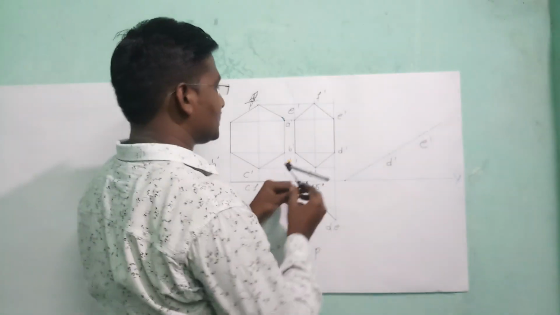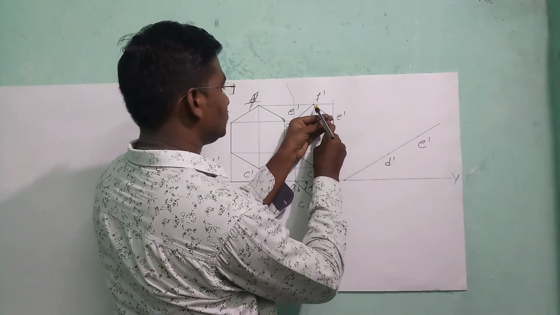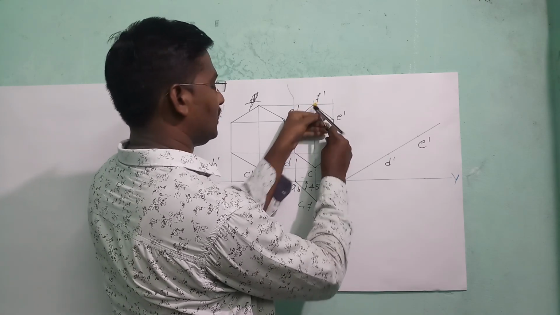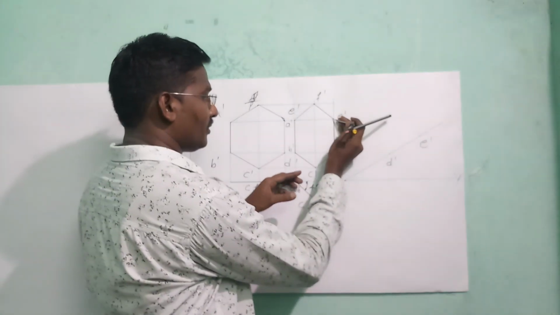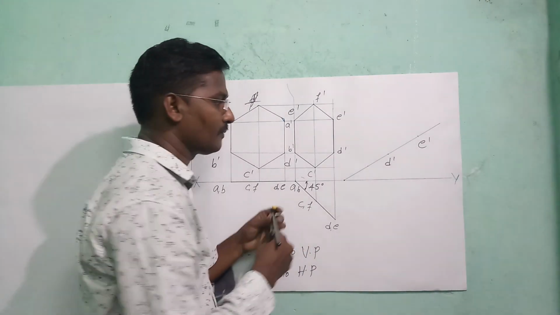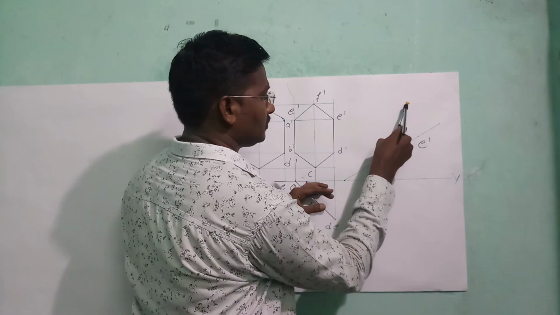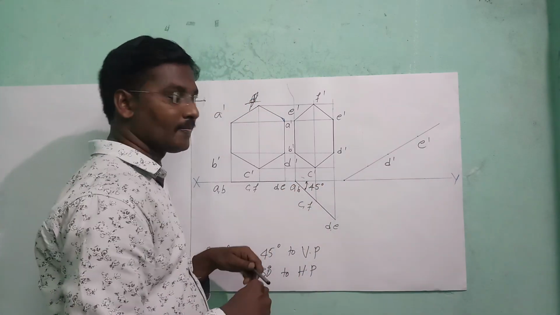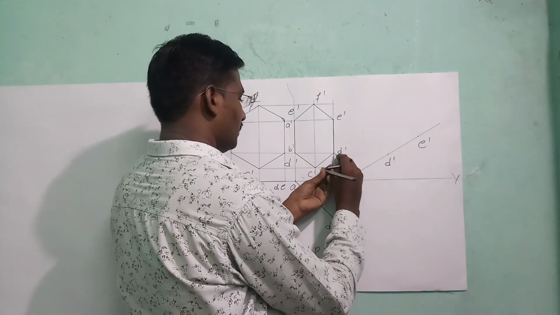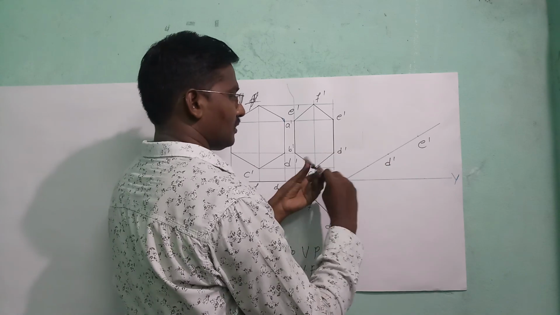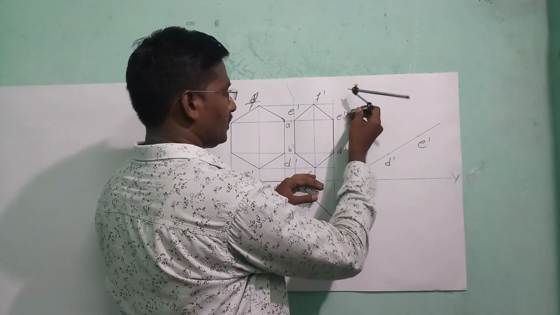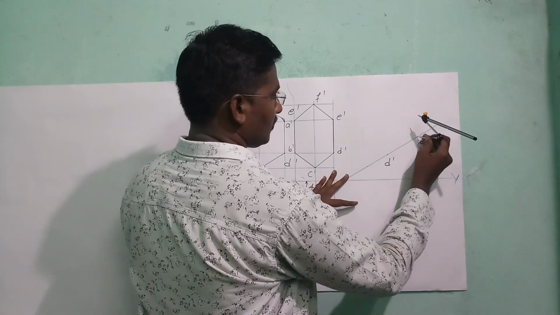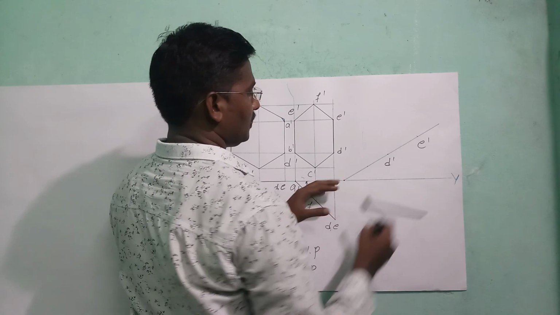Next, measure the distance D dash to F dash in the compass. The same distance will be from E dash to C dash. Now from the point D dash draw the arc, and from the point E dash draw the arc. Next, measure the distance D dash to C dash in the compass. The same distance will be from E dash to F dash. Now from D dash cut this arc, and from E dash cut this arc.